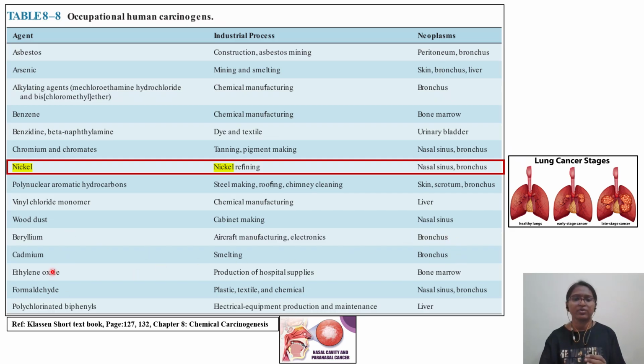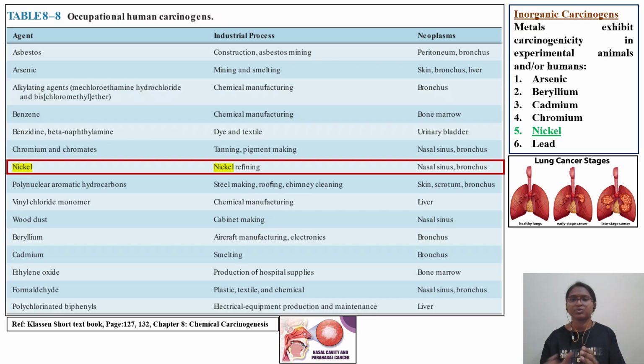Ethylene oxide is very important. Okay, it is a common contaminant in the case of cough syrups. So a lot of questions on ethylene oxide and ethylene glycol you will be getting. That is also causing bone marrow cancer. Okay, so like this, pause the video and try to read about the agent and the type of neoplasm which is caused by industrial exposure.